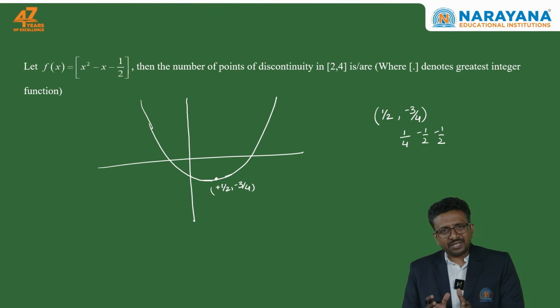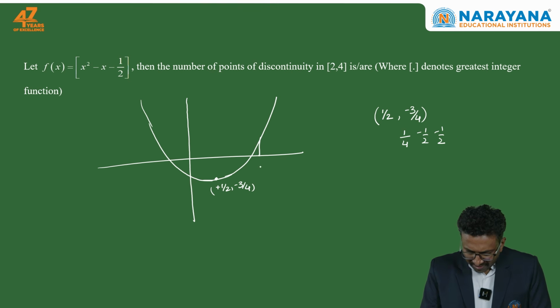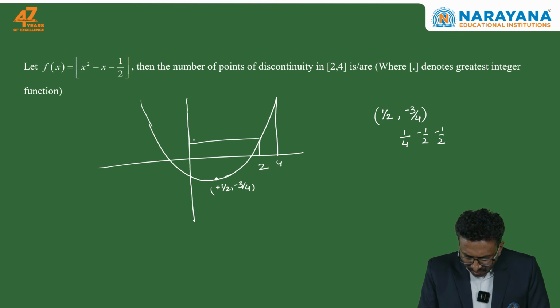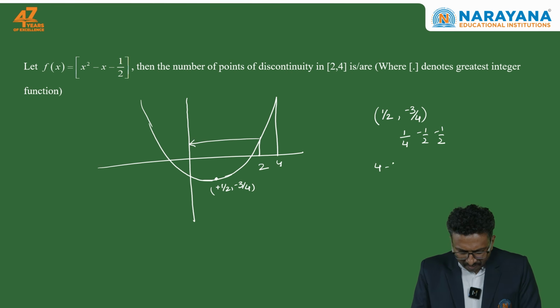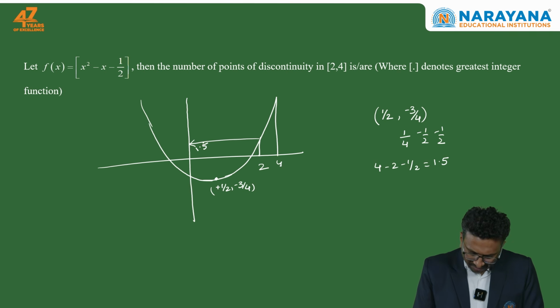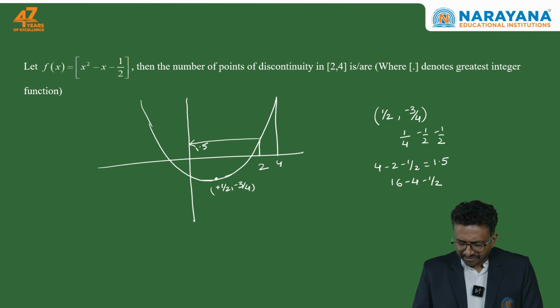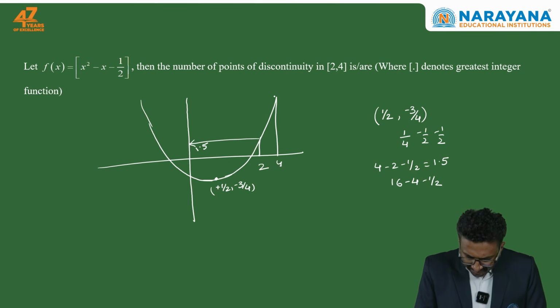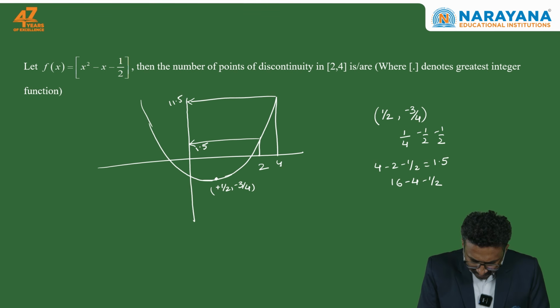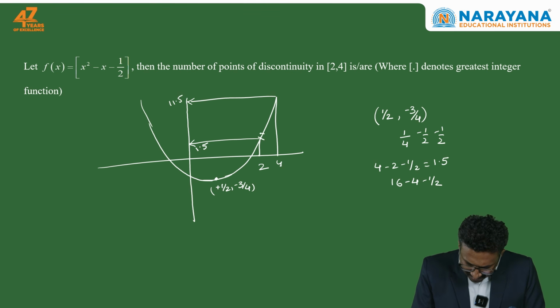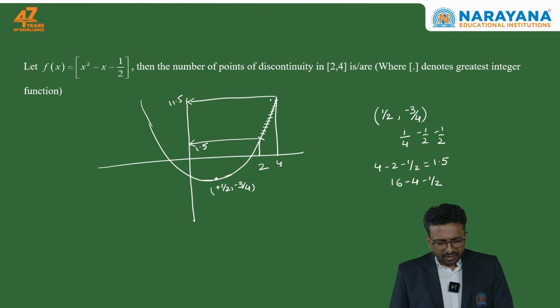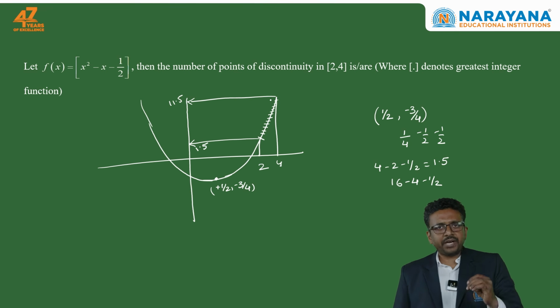Now we are going to analyze this parabola between 2 and 4, so x is equal to 2 to x is equal to 4. When x is equal to 2, let us calculate the y value: 4 minus 2 minus half, which is 1.5. Next, let us put x is equal to 4, which is 16 minus 4 minus half, which is 12 minus half, which is 11.5. So this is the part of the parabola which is of interest. As x goes from 2 to 4, the y value goes from 1.5 to 11.5.